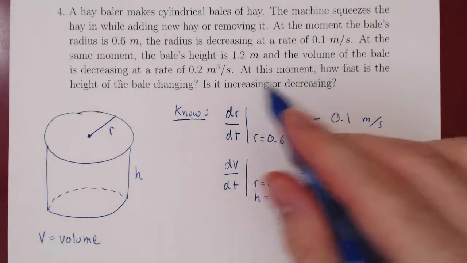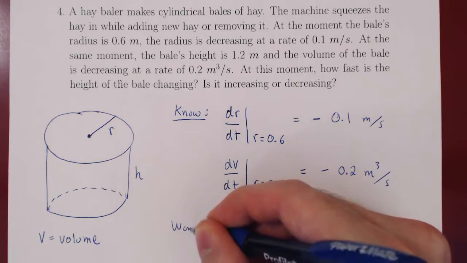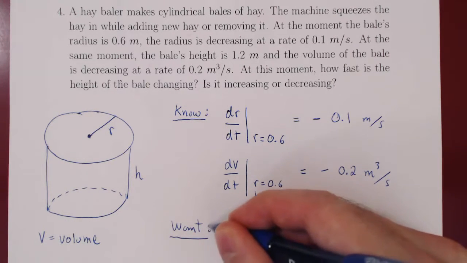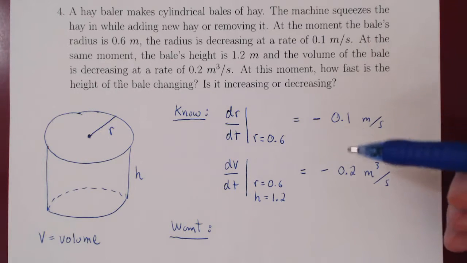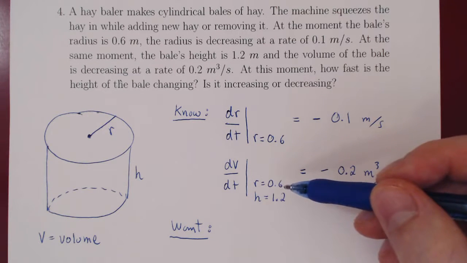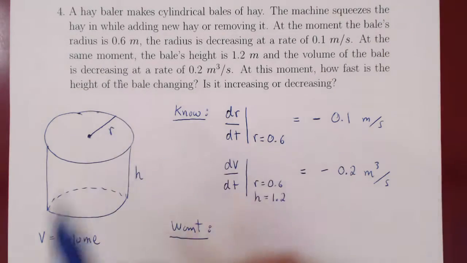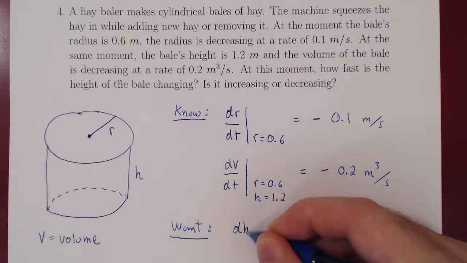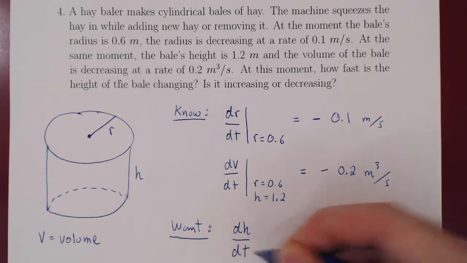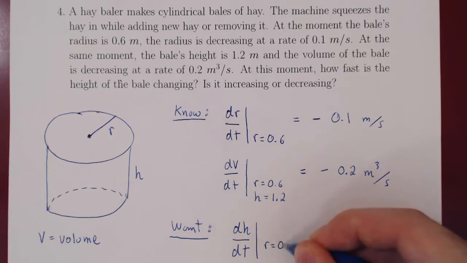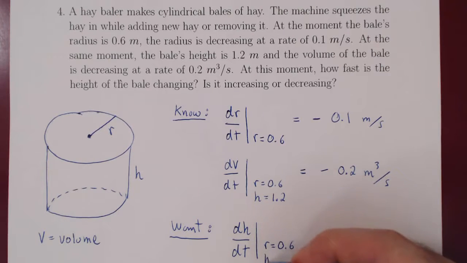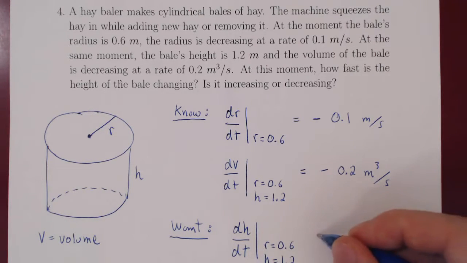Here's what we want to find out. At this moment, well, this moment is the moment in time when the radius of the bale is 0.6 meters, the height is 1.2. How fast is the height of the bale changing? Well, how fast is something changing? That's the rate of change. That's just the derivative. So we want to know the rate of change of the height of the bale of hay at this moment, specifically when the radius is 0.6 meters and the height is 1.2 meters.